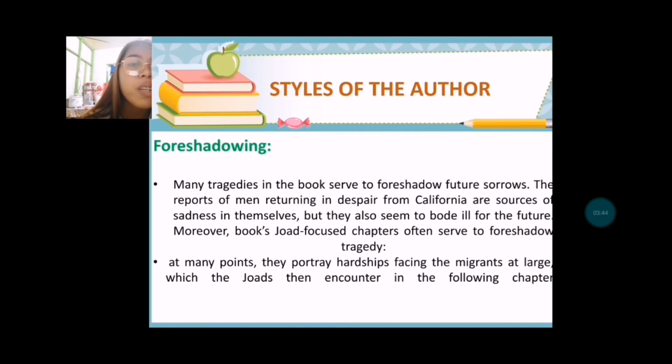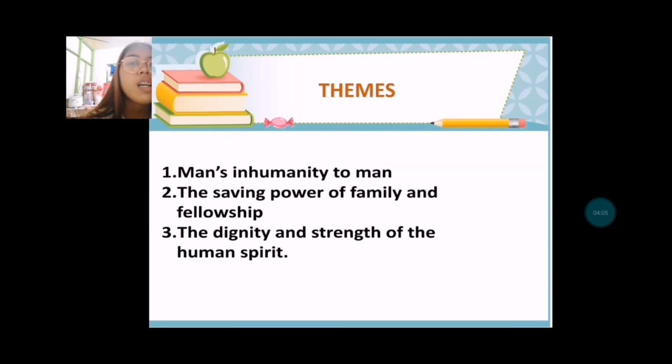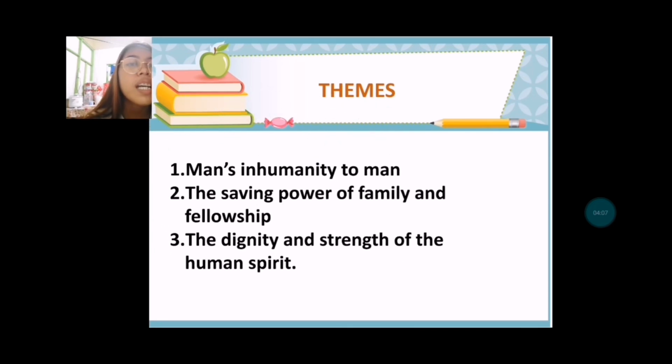At many points they portray hardships facing the migrants at large, which the Joads then encounter in the following chapters. So that is for foreshadowing. Next are the themes. First we have man's inhumanity to man.